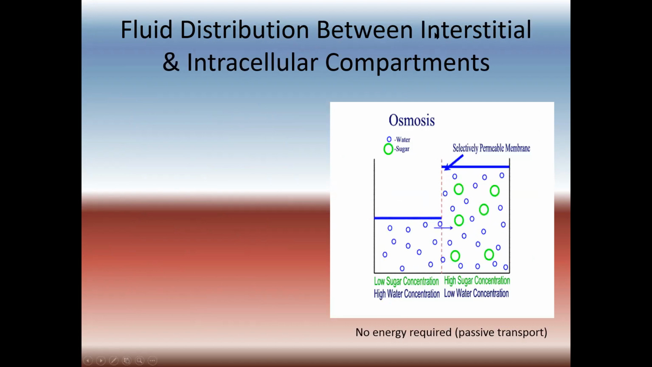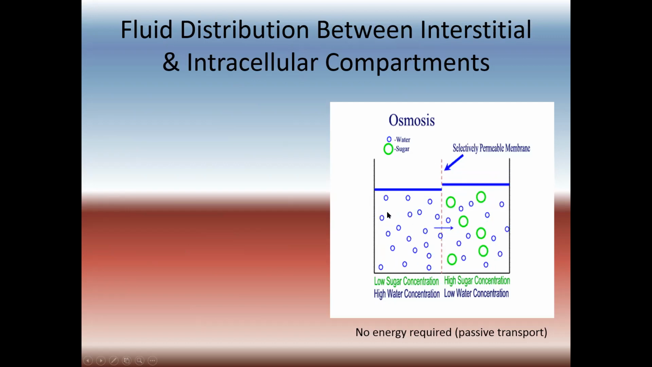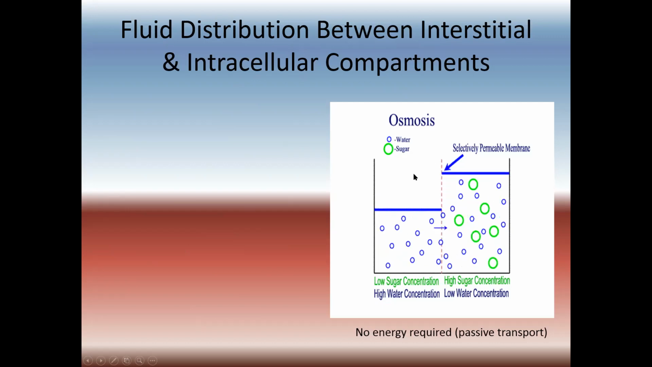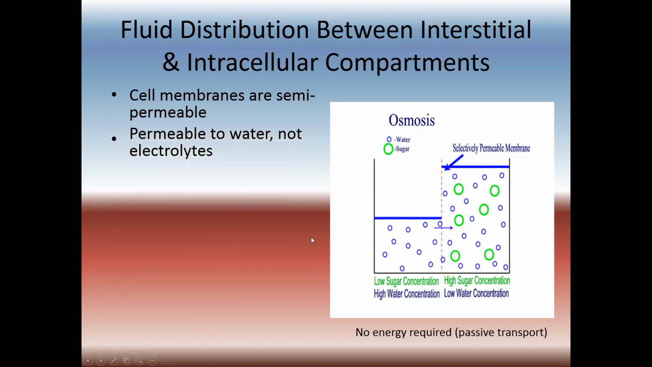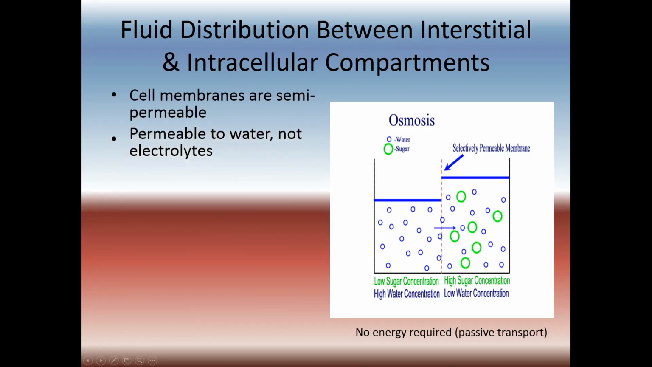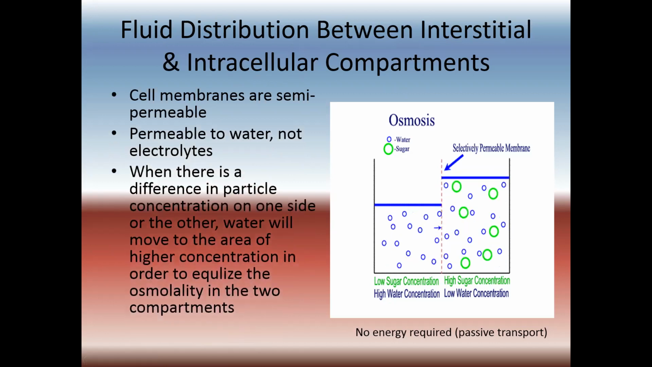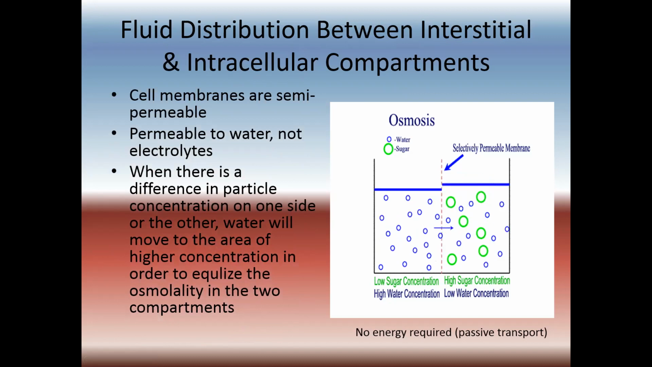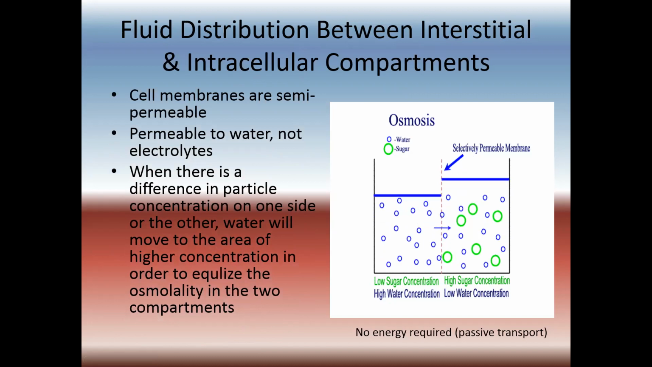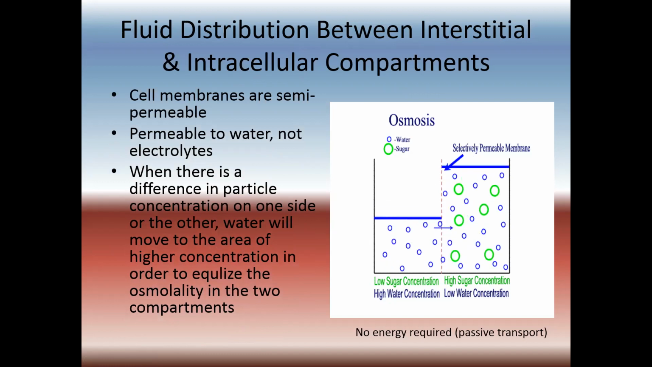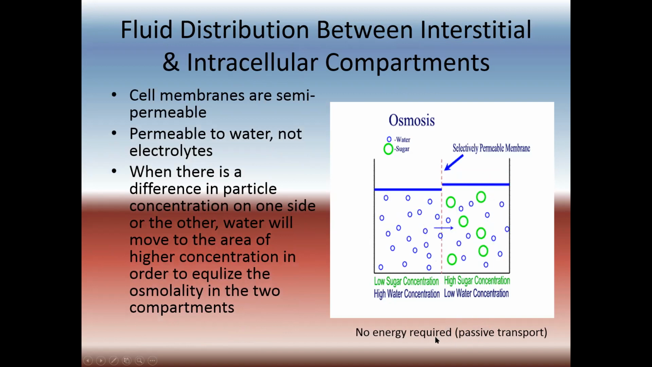So fluid distribution between interstitial and intracellular compartments are constantly moving back and forth because those cell membranes are semi-permeable. They're permeable to water, but not electrolytes. And so when there is a difference in particle concentration on one side or the other, water will move to the area of higher concentration in order to equalize the osmolality in the two compartments. And this is a passive transport. It does not require energy.